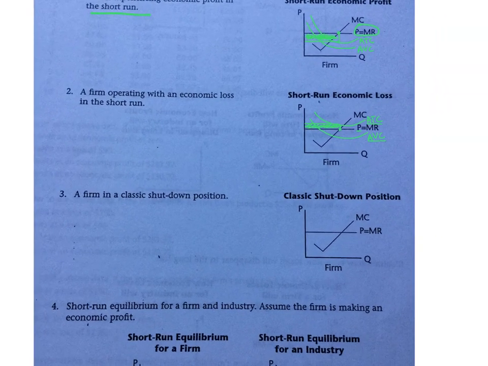Number 3 says a firm in the classic shutdown position. So in the first one, price was above both cost curves. In the second one, price was between both cost curves. A shutdown position means that your price is below both of those cost curves.